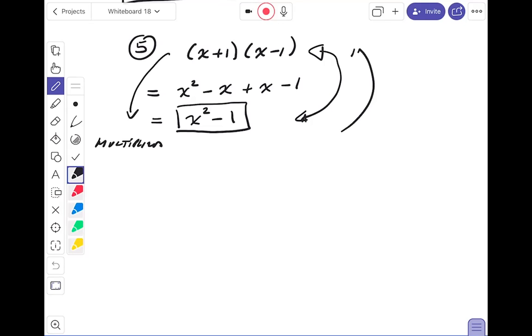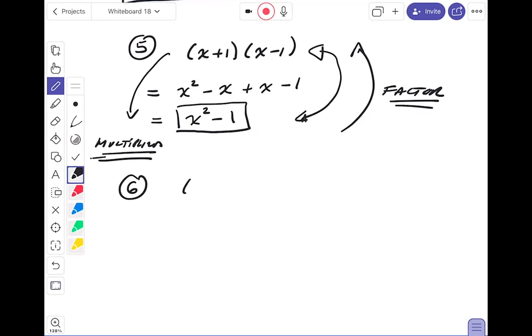If we go in this direction, we're going to call it factor. Right now, don't worry about this. What you're worried about is, can you multiply? That's what they're asking you to do. Let's go to problem number 6. What's number 6? I'll write it down for you.